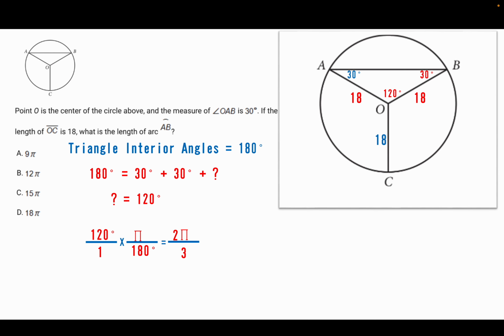And now we're not done yet, because none of the answers align with that. We actually need to multiply this by the radius of 18, and we're going to see that our answer ends up being 12 pi.